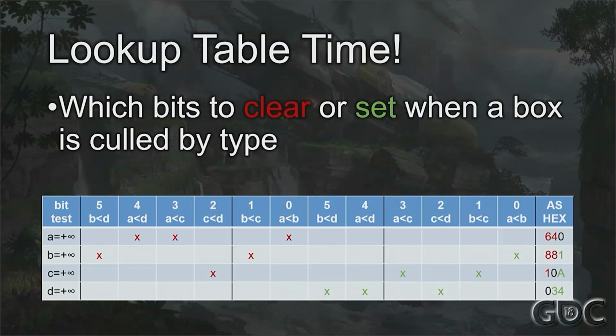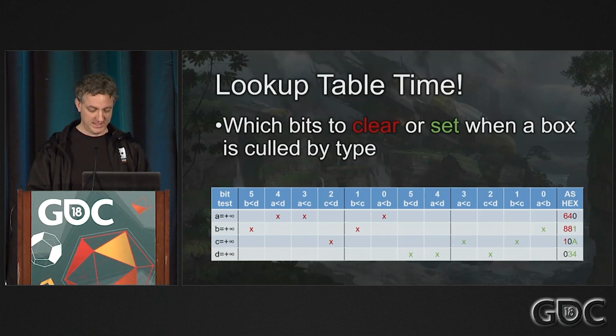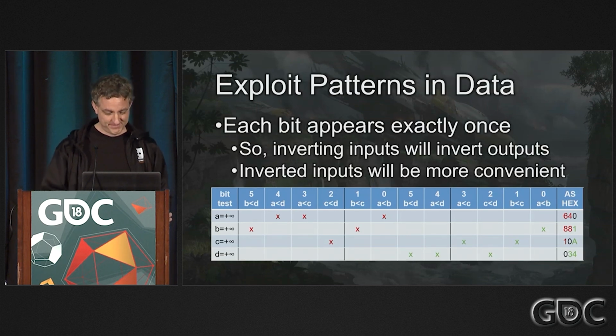It's pretty straightforward. These bits correspond to, oh, my mouse stopped working. These bits, why did my mouse stop working? Oh, there it works again. Yeah, these bits correspond to these hex constants.